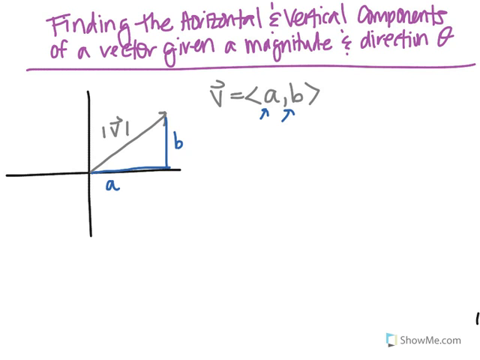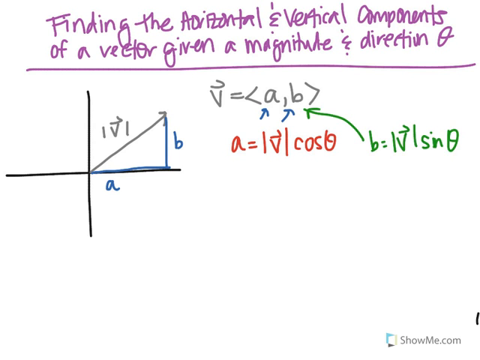So the horizontal component A can be rewritten in terms of theta and its magnitude. It is equal to the magnitude of the vector, so vector v, the magnitude, times cosine of theta. And to get b, so this guy right here, b is equal to the magnitude of the vector times sine of theta.